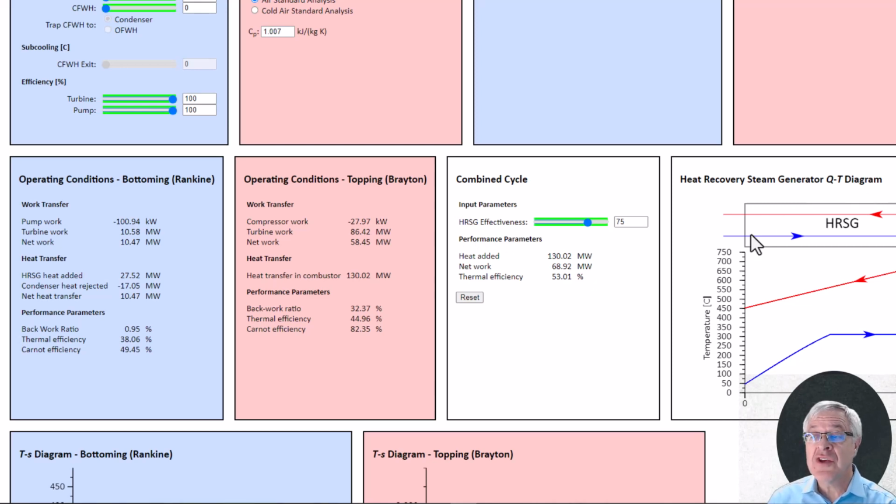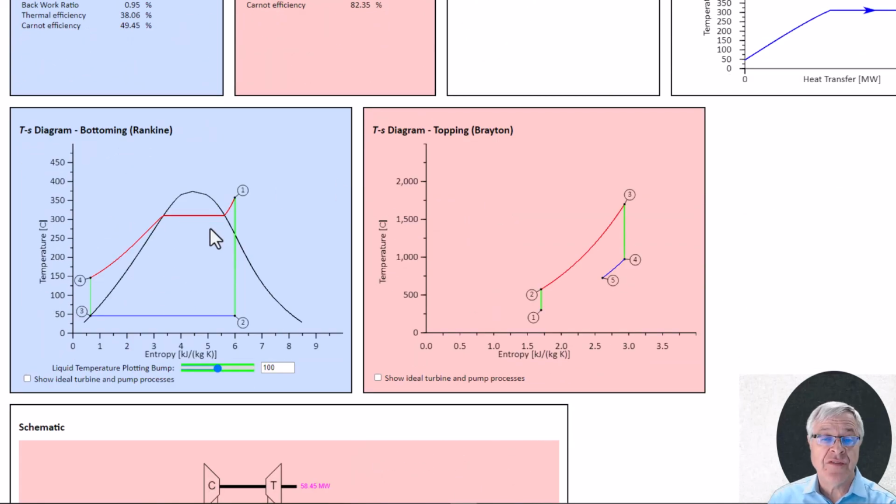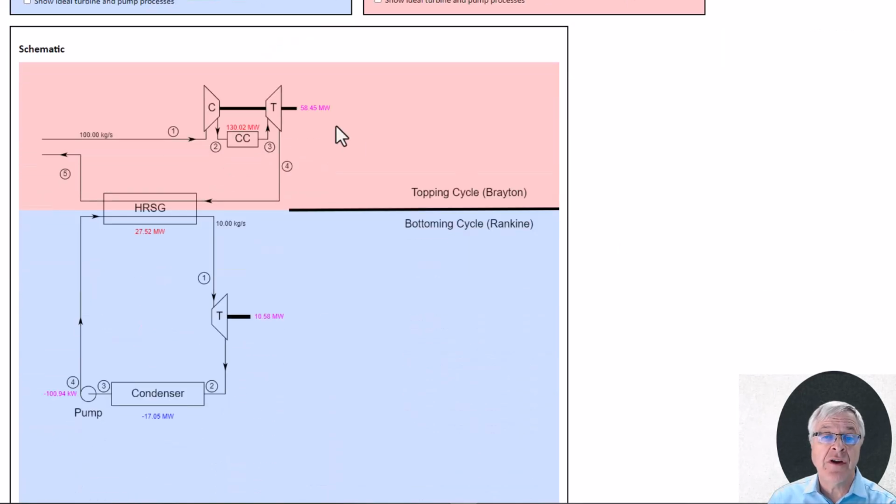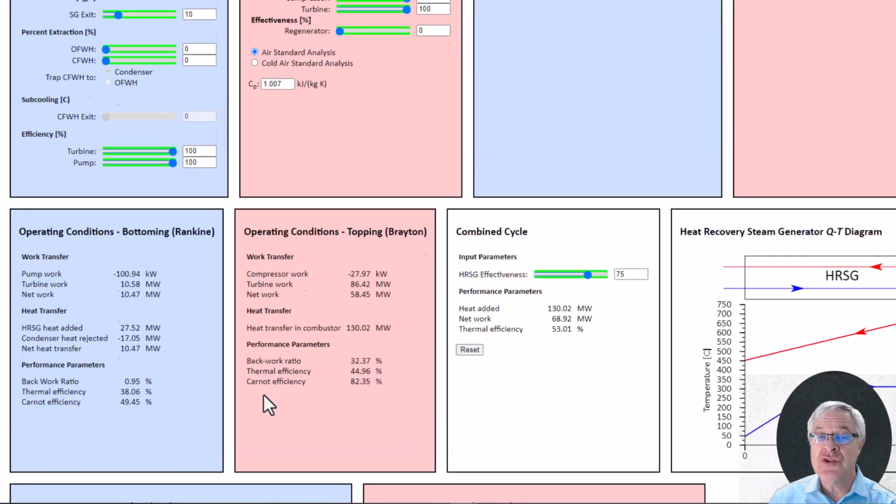Next thing we have is a QT diagram for the heat recovery steam generator that shows temperature profiles on both the cold and the hot side of the heat recovery steam generator. Next we have a TS diagram for the Rankine cycle and for the Brayton cycle, and then finally a schematic diagram for the overall combined cycle, showing the Brayton cycle on top and the Rankine cycle on bottom, and the heat recovery steam generator joining the two. So that's just a very, very brief orientation to what's available.